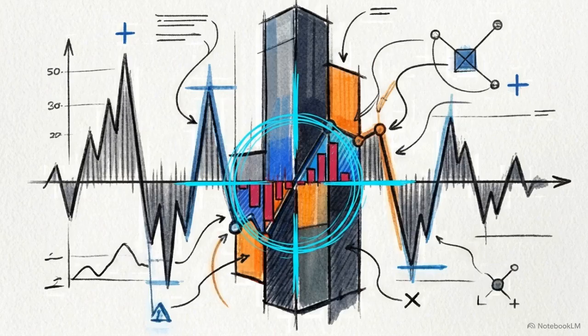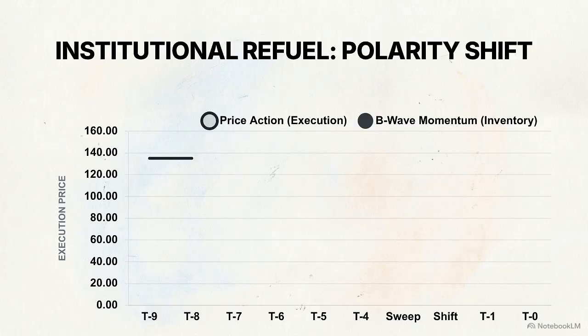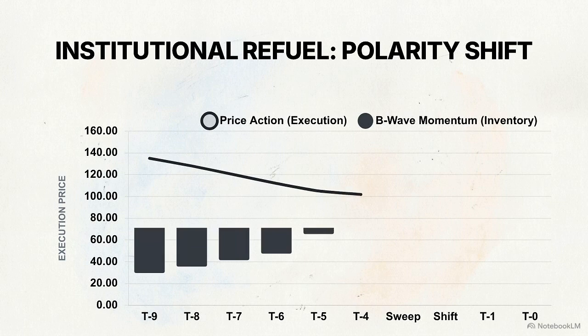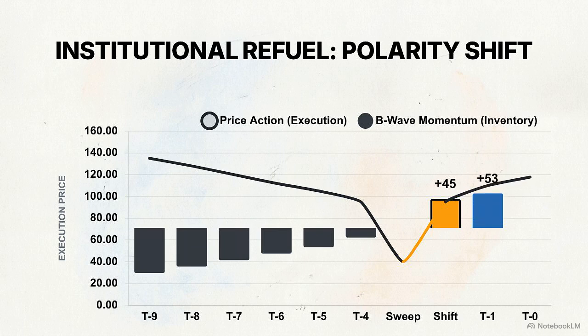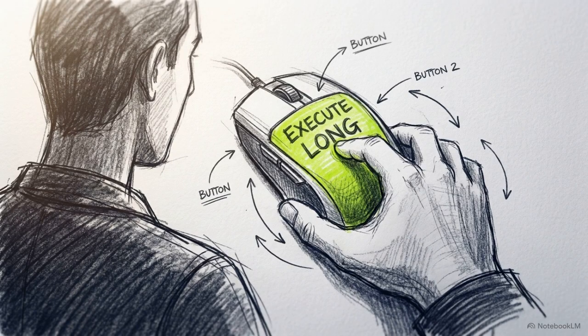The execution trigger for this model occurs when the B-Wave histogram fully exhausts its negative compression. This is the polarity shift, marking the transition from negative to positive. This indicates the liquidation sweep has concluded, establishing institutional buy-side inventory. Risk management is defined by the sweep wick minimum, placing an invalidation level exactly one tick below the sweep's low. Entering on the polarity shift allows the trader to align with the institutional position once the accumulation phase is complete.